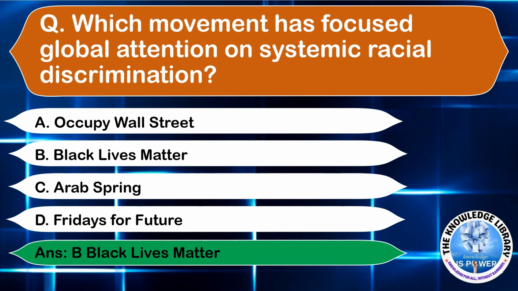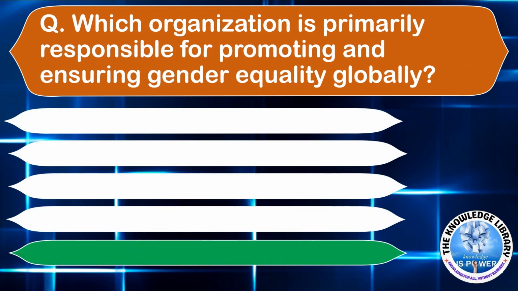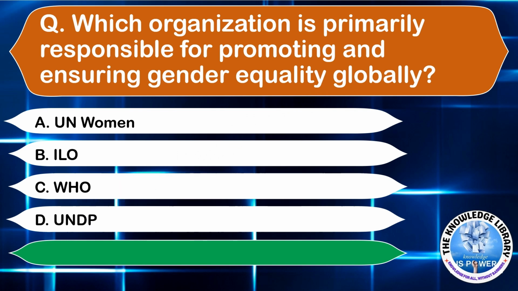Next question is, which organization is primarily responsible for promoting and ensuring gender equality globally? Option A, UN Women. Option B, ILO. Option C, WHO. Option D, UNDP. Correct answer is option A, UN Women.